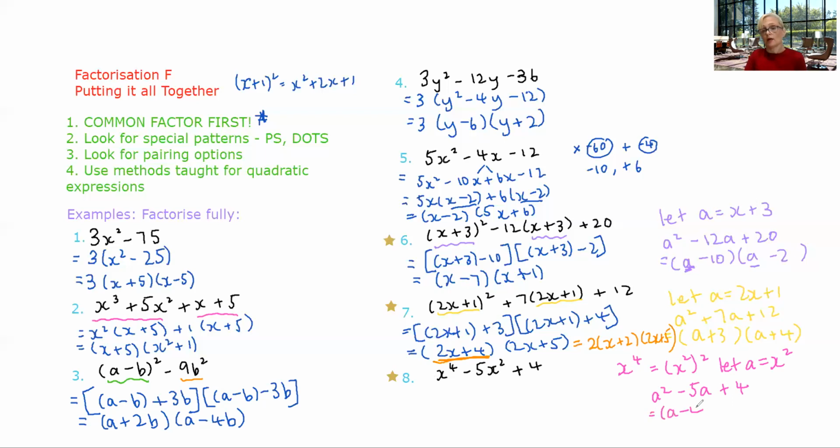So we're going to get our a minus 4, a minus 1. So coming back here, we're going to get x squared minus 4, x squared minus 1. Now, do we just stop there because we've already done enough and we're feeling a bit tired? No. We look at our brackets and we see what else can we do there. We've got a difference of 2 squares and we've got another difference of 2 squares. So we're actually going to get x plus 2, x minus 2, x plus 1, x minus 1. So this one actually, you get 4 brackets as your answer.